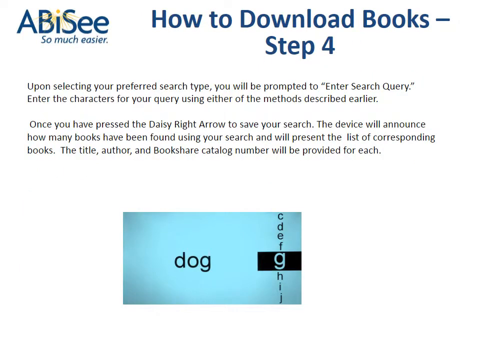How to download books. Step 4. Upon selecting your preferred search type, you will be prompted to enter a search query. Enter the characters for your query using either of the methods described earlier. Once you have pressed the daisy right arrow to save your search, the device will announce how many books have been found using your search, and will present the list of corresponding books. The title, author, and Bookshare catalog number will be provided for each.